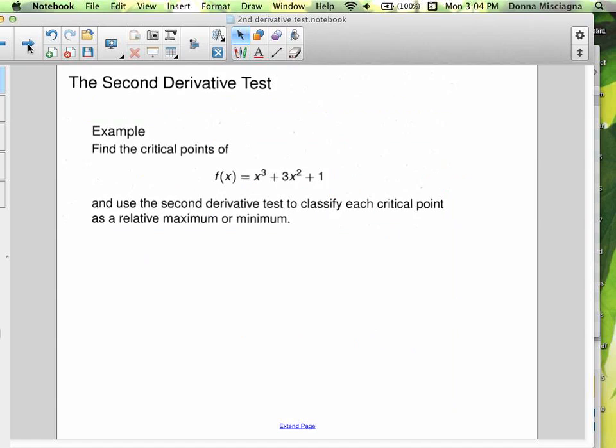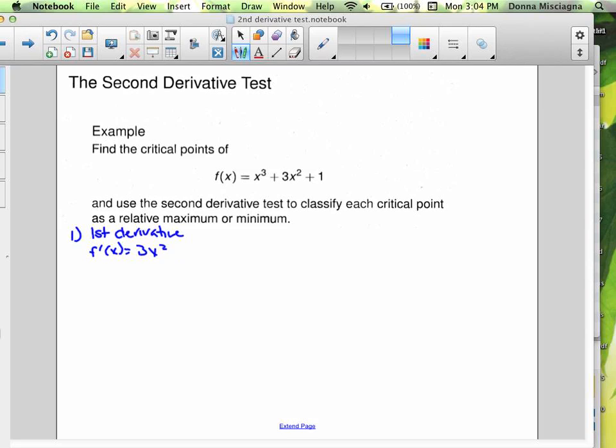All right, so now let's try this one. This one is in your notes. Find the critical points for x cubed plus 3x squared plus 1. Use the second derivative test to classify each critical point as a relative max or min. Okay, so we find the first derivative. I'm going to try to write smaller so I don't run out of space like I did in the last slide. f prime of x equals 3x squared plus 6x.